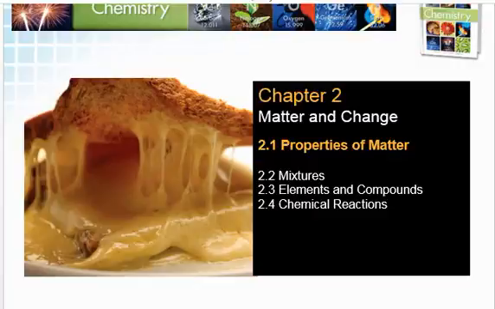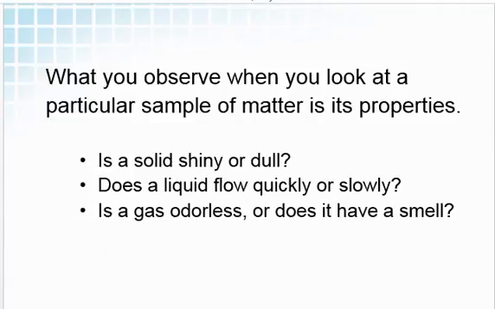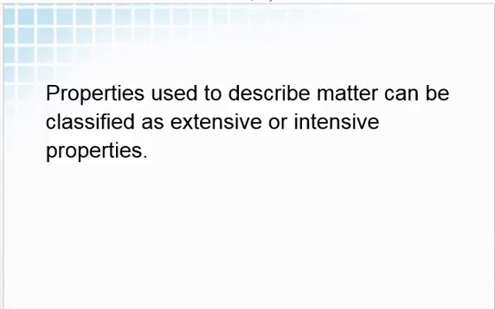So we're in Chapter 2 looking at matter and change, specifically the properties of matter. What you observe when you look at a particular sample of matter is its properties. Is a solid shiny or dull? Does a liquid flow quickly or slowly? Is that gas odorless, or does it have a stinky smell? Properties used to describe matter can be classified as extensive or intensive.